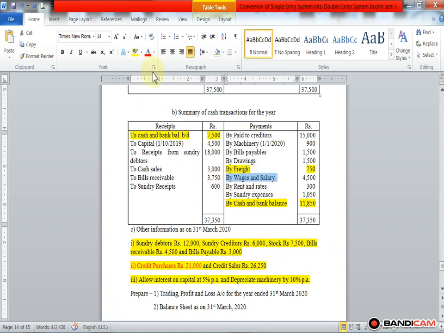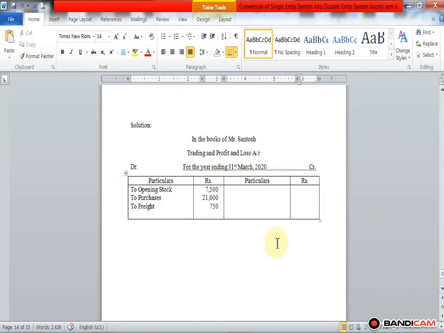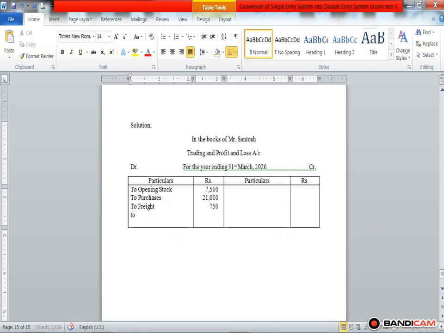Wages and salary is also here. Wages and salary is a direct expense, but salary and wages is an indirect expense. Okay, got it? Remember this. 4,500. So it is also transferred to trading account, debit side, to wages and salary amounted to rupees 4,500.